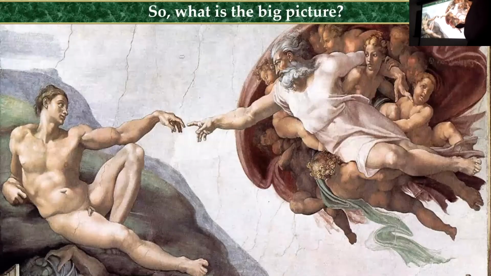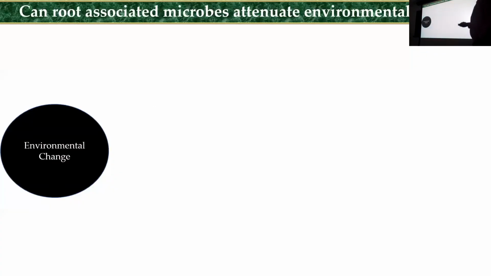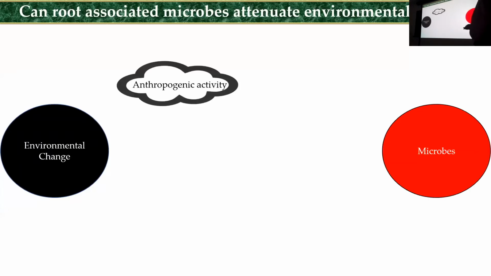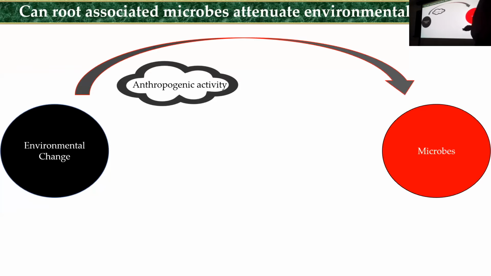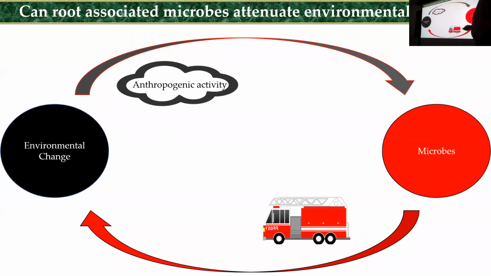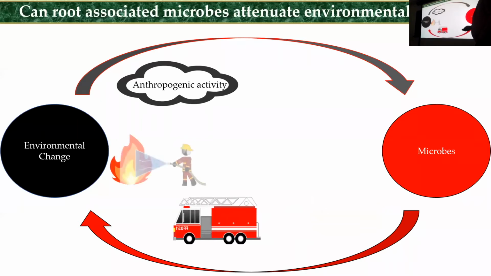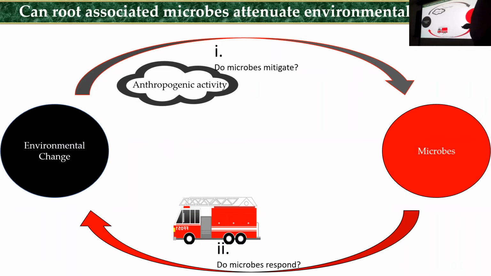So what's the big picture, you ask? Well, my research agenda is to address environmental change, anthropogenic activity, as well as microbes. I'm interested in the role of environmental change on microbes and whether or not microbes can respond and potentially mitigate environmental change. And two of the main umbrellas that my research falls under, I ask these two questions. Do microbes mitigate and do microbes respond?